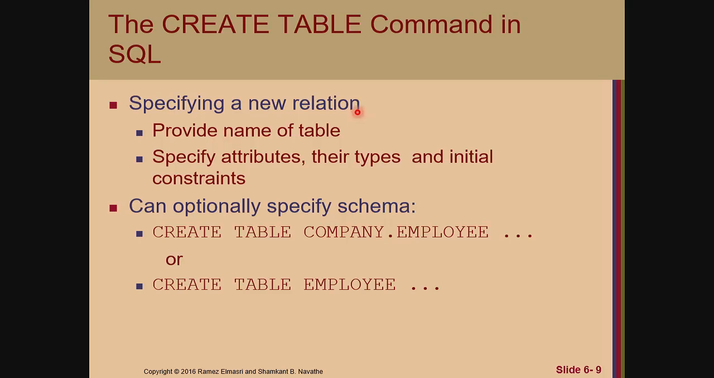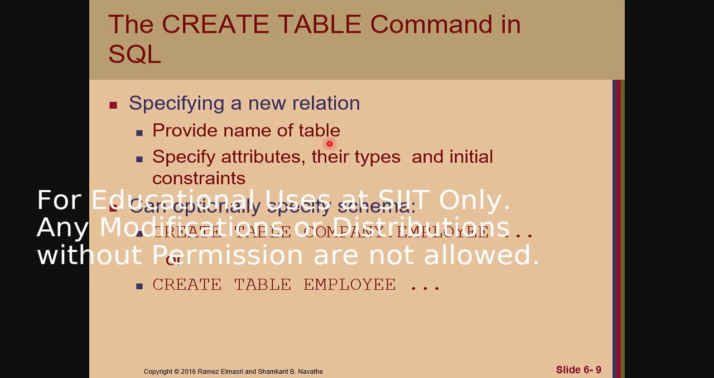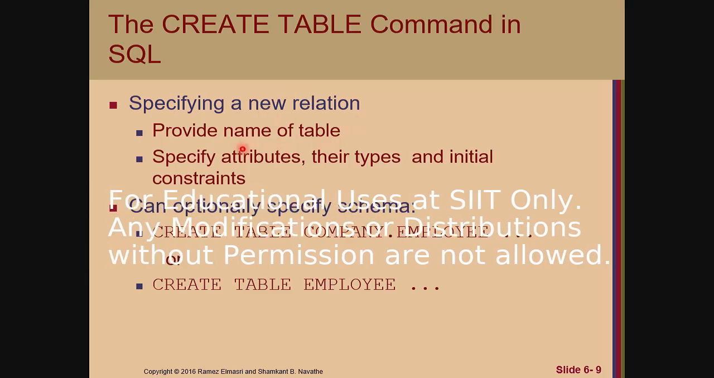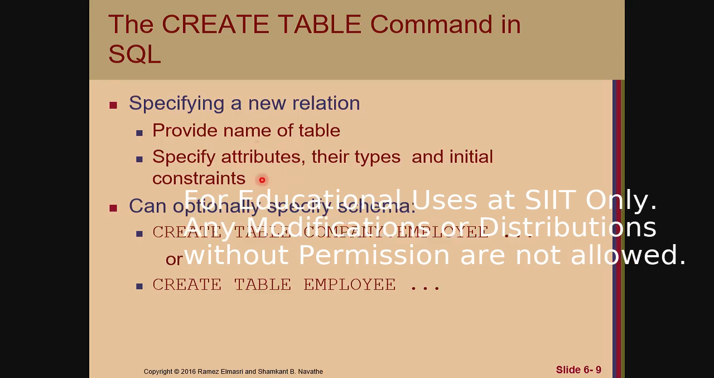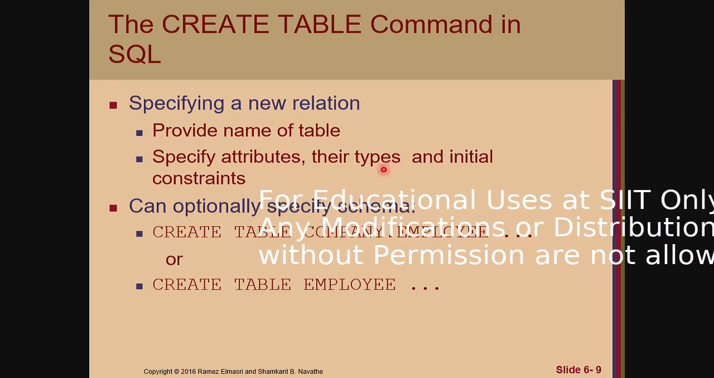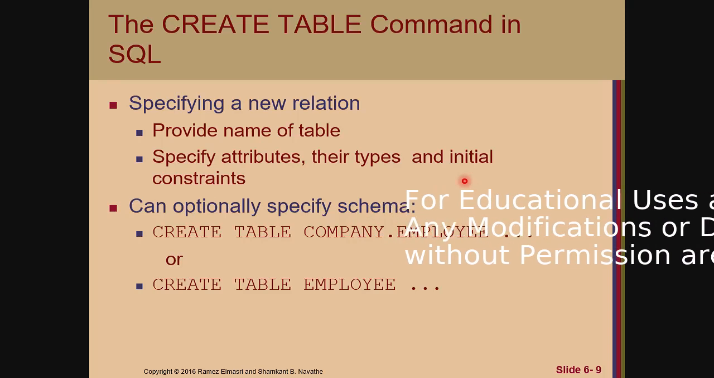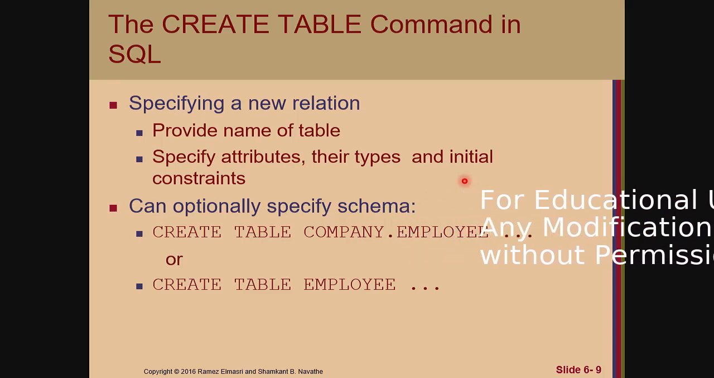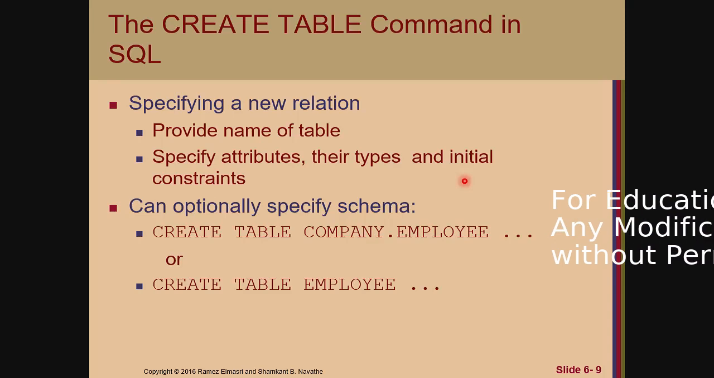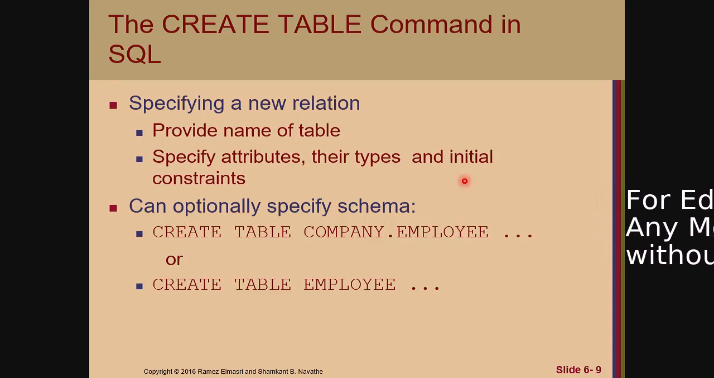The table name. Okay. This one, CREATE TABLE, specifies a new relation. Provide the name of the table, attributes, types of data inside, and initial constraints: which column can be null, cannot be null, and also the range or domain of the data, and the initial value, whether you have a default for them or not. You have to specify everything when you create a table.